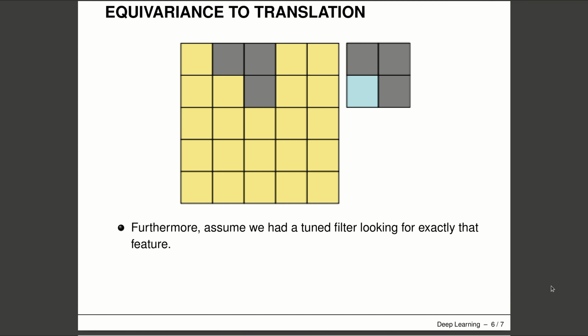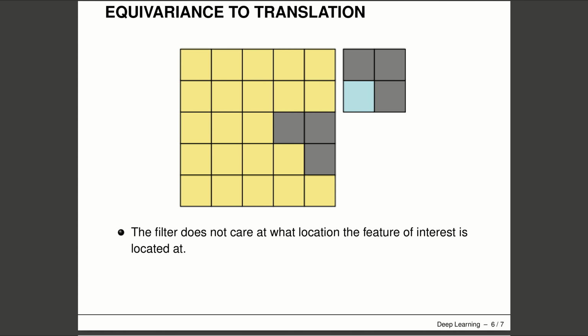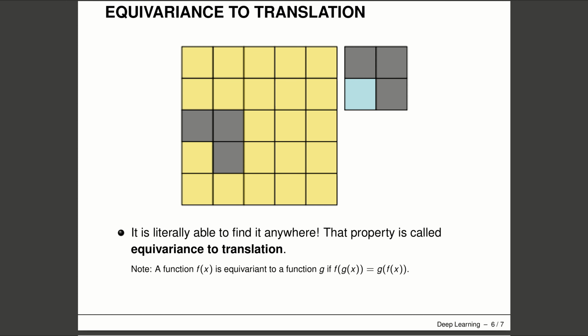On another side, assume we have a good filter and it's tuned very well, and our filter is able to detect the feature map that we want. Therefore, if we move our filter to different positions of these images, even if we change the position of this region of interest to somewhere else, still we are able to detect the region of interest correctly. Indeed, the filter does not care where the location of the region of interest is, and it can find it anywhere in the picture. The property is called equivariance to translation, and we can say a function f(x) is equivariant to a function g if f(g(x)) is equal to g(f(x)).